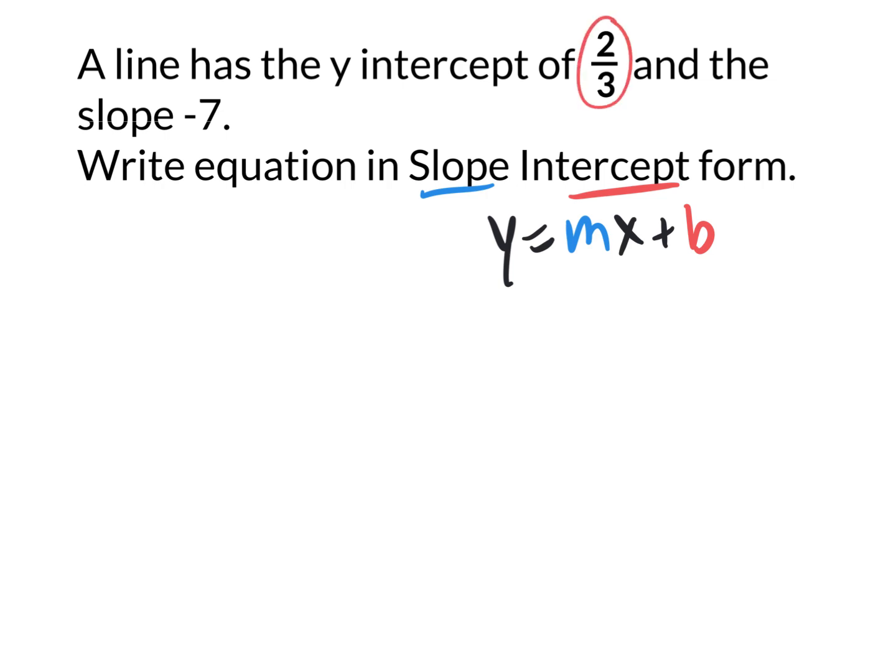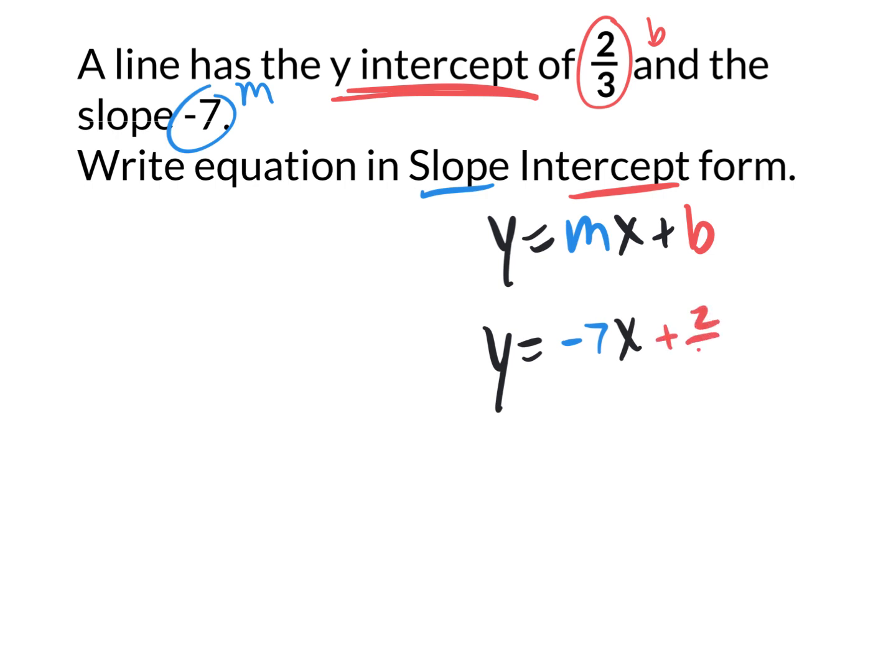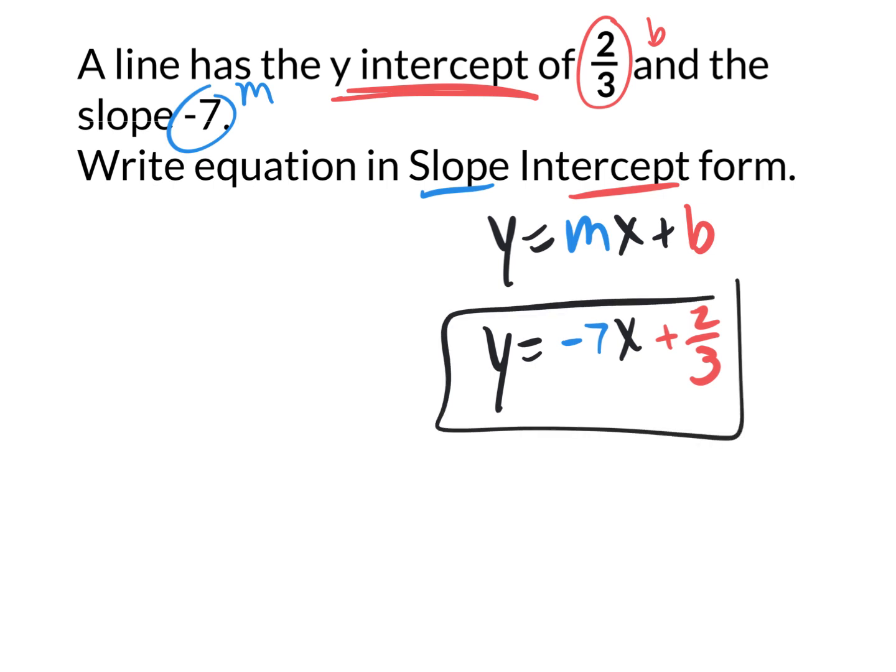This fraction right here is actually your b value. That's the y-intercept, right? And then they tell you your slope is -7. So what's your equation actually going to be? The correct equation will be y equals, what's my slope? -7x, and then plus b, which happens to be plus 2/3. There's your correct slope-intercept form equation. y equals -7x plus 2/3.